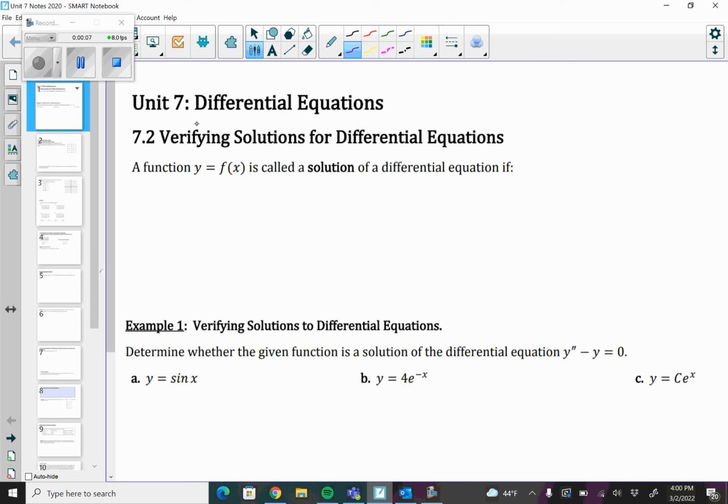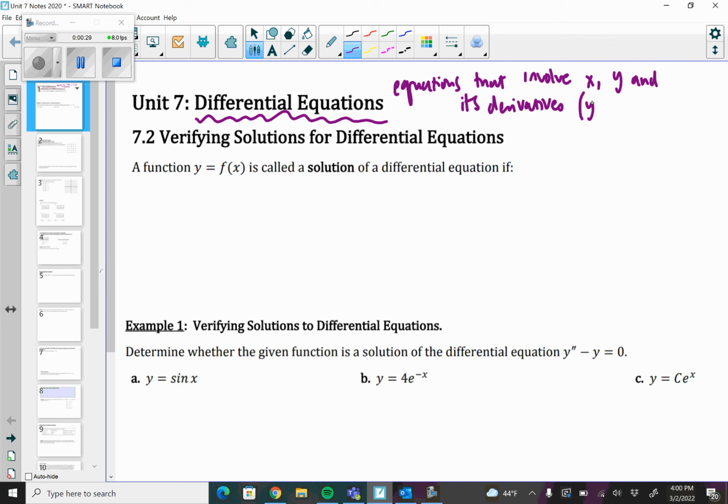So the first thing to note is that differential equations are equations that use x, y, and the derivatives of y. Equations that involve x, y, and its derivatives. So y prime, y double prime, etc. You could also see dy dx.